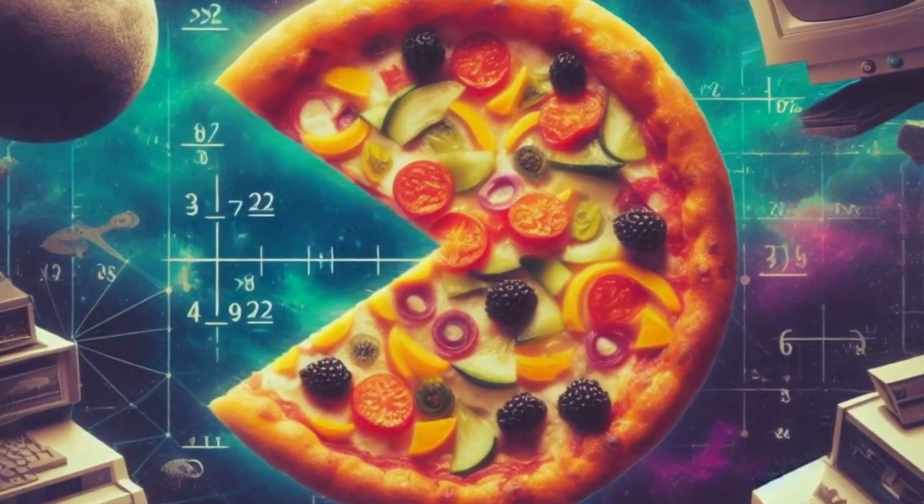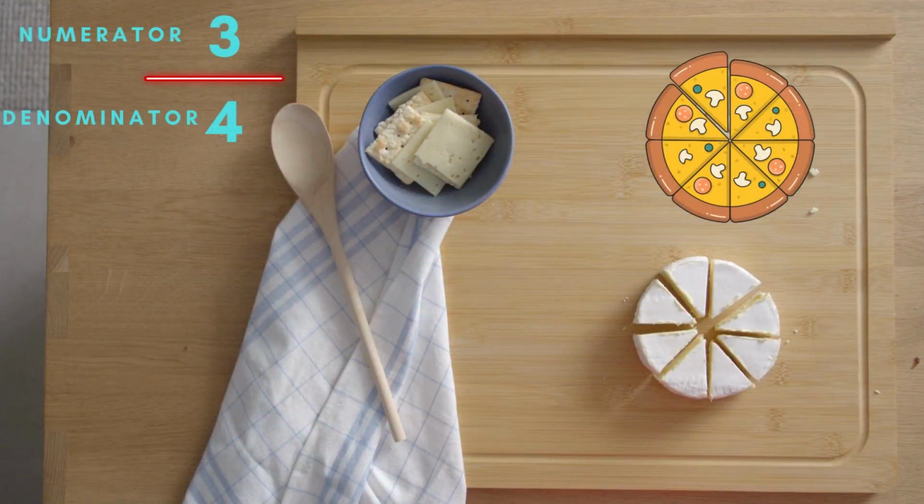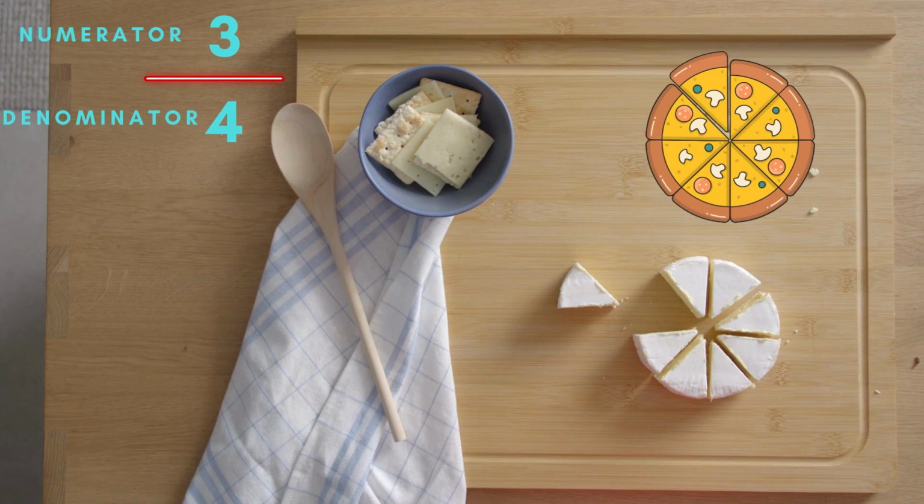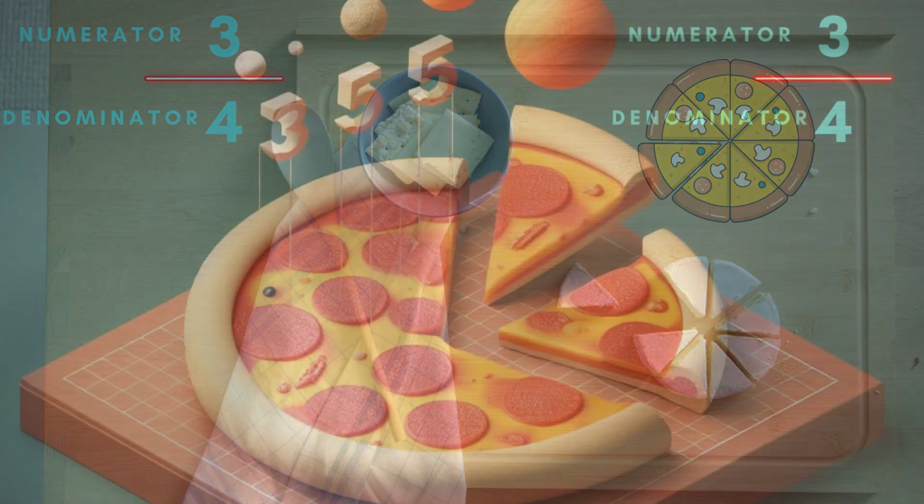Proper fractions. A proper fraction is where the numerator is smaller than the denominator, like 3 over 4. It means we have less than one whole. Imagine you have a pizza cut into 4 pieces and you take 3 slices. That's 3/4 of the pizza.